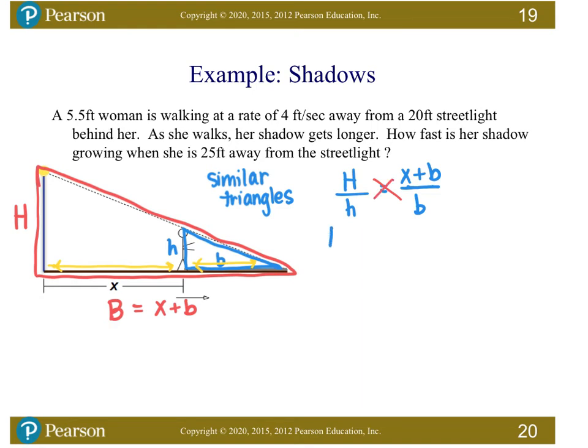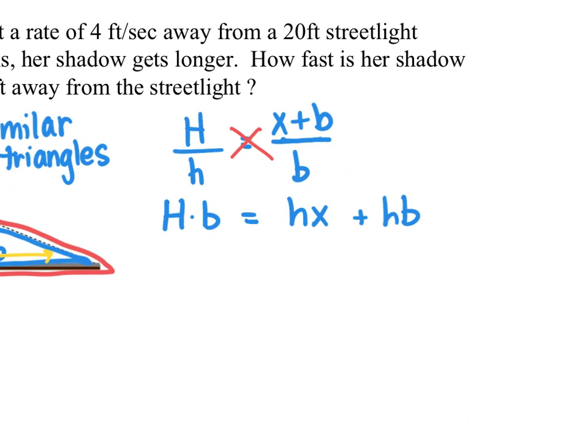So we're going to have capital H times lower b, and then we'll have little h times x and little h times b. Then we're ready, so our geometry's done. Then we're ready for our calculus. All right, so our calculus is going to be some product rules here.